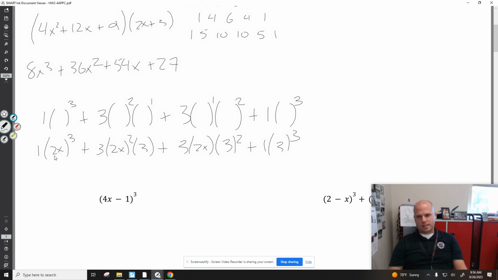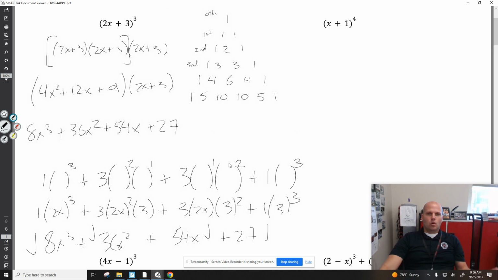Ready? 2x times 2x times 2x is 8x cubed. Check. 2x times 2x is 4x squared. 4 times 3 times 3, that's 4 times 9, which is 36x squared. Check. Three squared is 9 times 2, which is 18, times 3, or 27 times 2 is 54. Boom, 54x. Check. 3 times 3 times 3 is 27. Check. Which way is quicker?